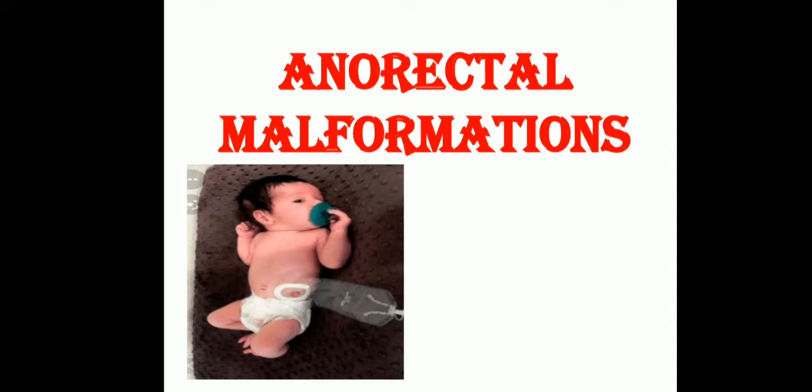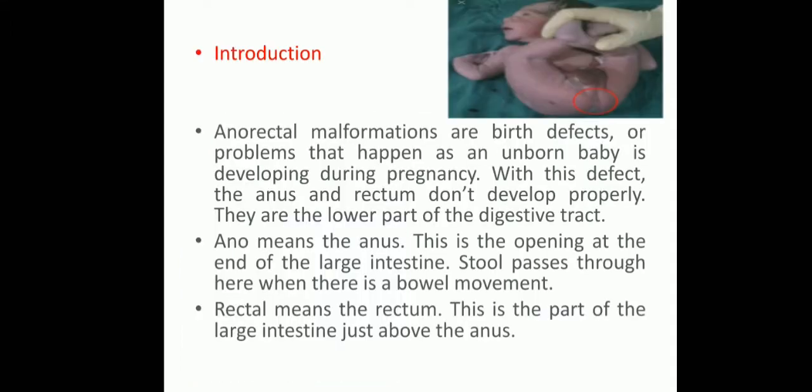Today's topic is anorectal malformations. These are congenital malformations. We will see the introduction: what is an anorectal malformation? Anorectal malformations are birth defects or problems that happen as an unborn baby is developing during pregnancy. With these defects, the anus and rectum do not develop properly. They are the lower part of the digestive tract.